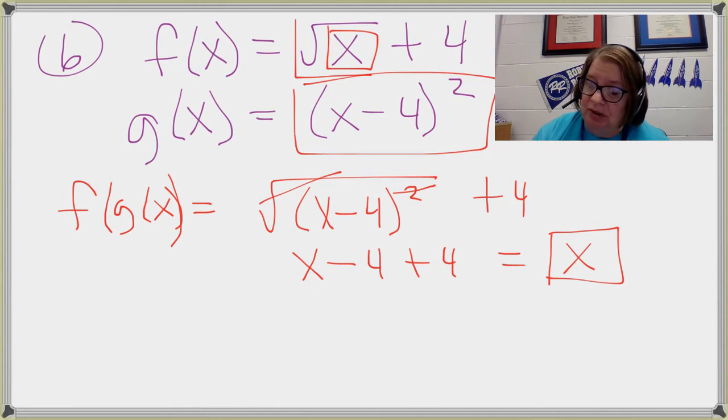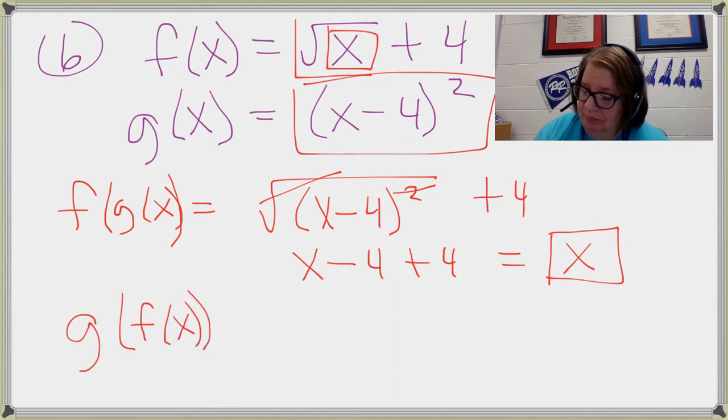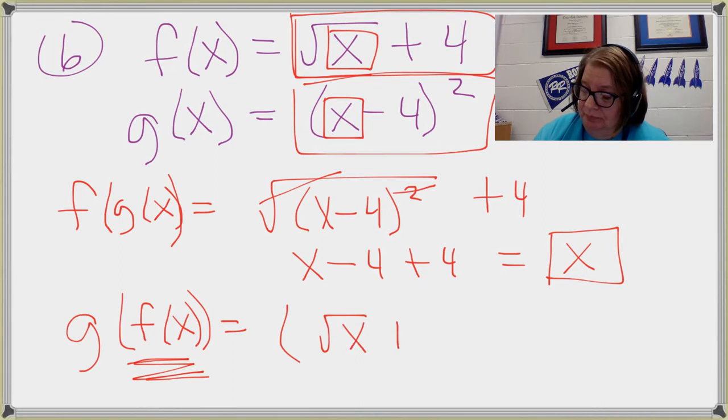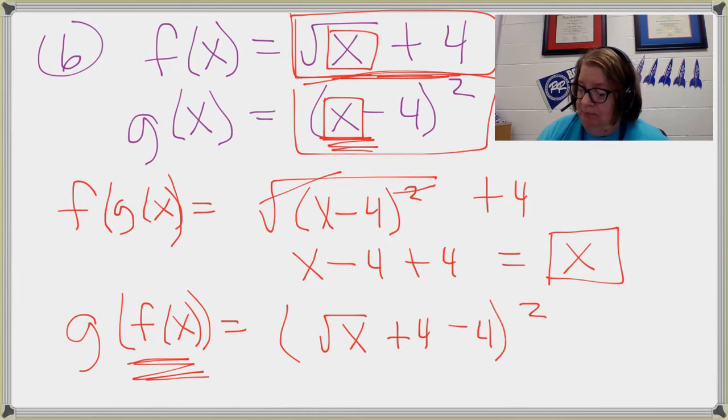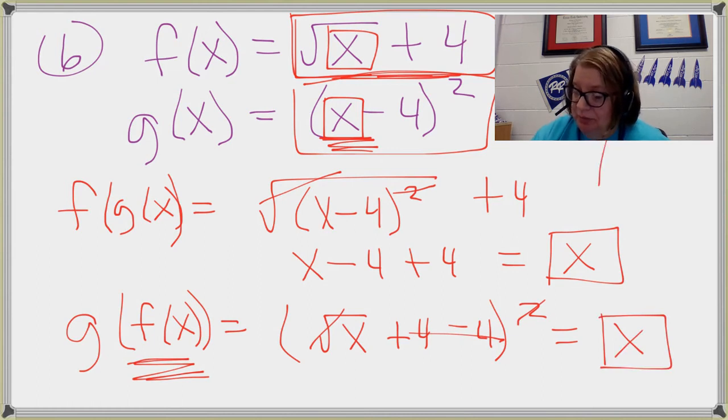Not finished yet, because we have to check g of f of x. In the parentheses is f of x, so I'm going to take this and plug it in place of this x. See where I messed up there? You get the square root of x plus 4. That takes the place of this x. Then I have a minus 4, then a parentheses squared. The 4's cancel. The square root of x squared cancels with that. We have left x. Yes, these are inverses.